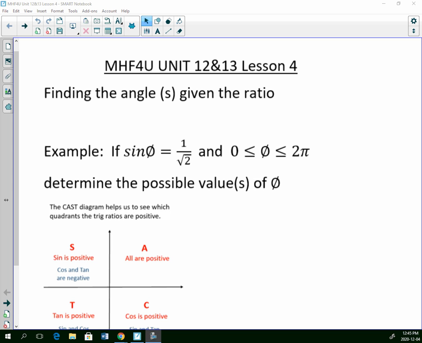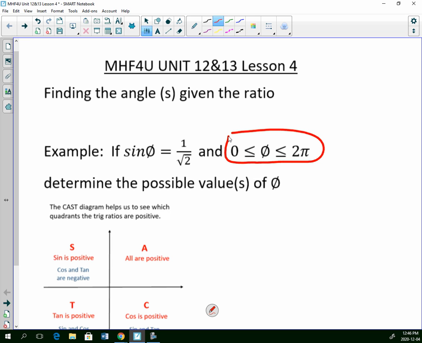Okay, so let's say that we wanted to find the value of the angle where sine theta equals 1 over root 2, and that angle is going to be between 0 and 2 pi. Okay, so we will always give you an interval over which to find it. It might not always be between 0 and 2 pi. It might be minus 2 pi to positive 2 pi. It might be pi to negative pi.